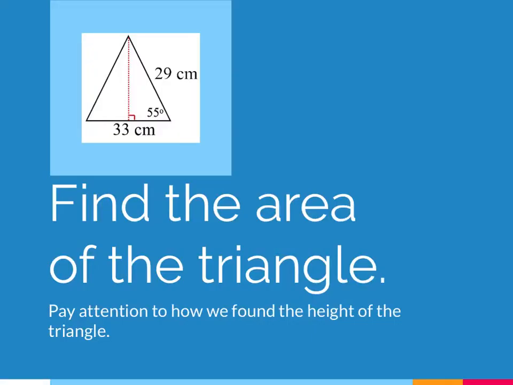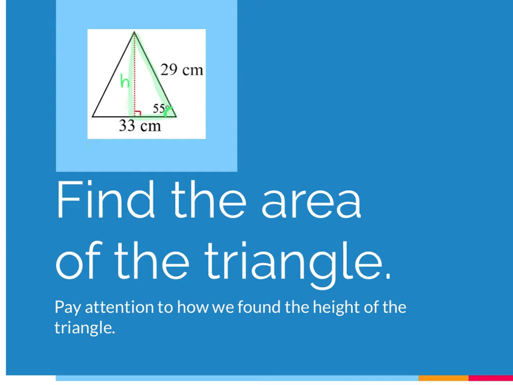All right, let's go ahead and find the area of this triangle. While we're doing this, we're going to pay close attention to how we find the height of the triangle. So here is our H for height, and we're going to look at this triangle here. Looking at the angle we're given right here, we have the opposite side and the hypotenuse. Let's remember SOHCAHTOA. When I have opposite and hypotenuse, I'm going to use sine.